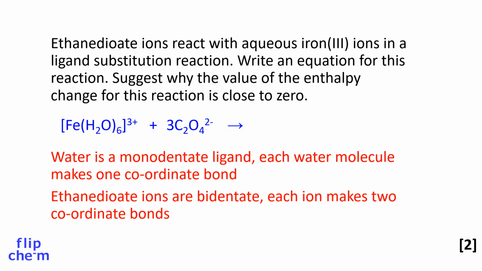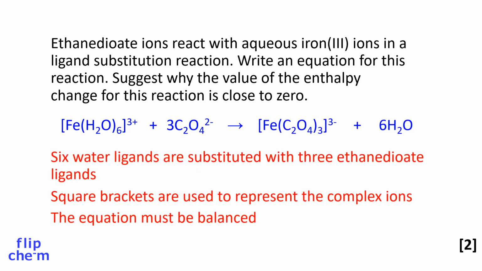Water is a monodentate ligand. Each water molecule makes one coordinate bond. Ethane dioate ions are bidentate. Each ion makes 2 coordinate bonds. In this substitution reaction, the coordination number in the product is also 6. 6 water ligands are substituted with 3 ethane dioate ligands.